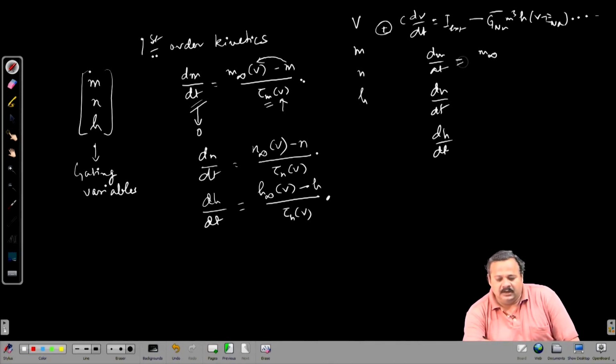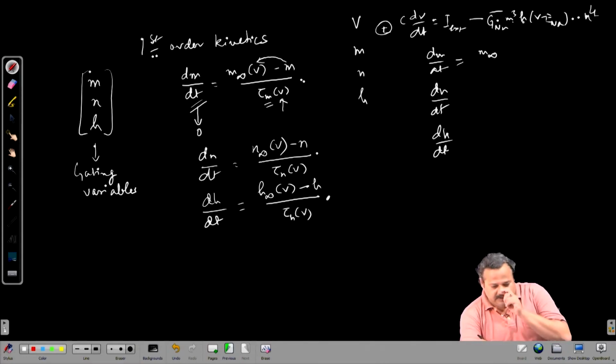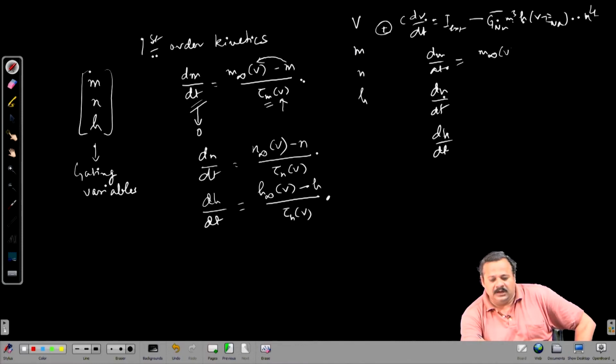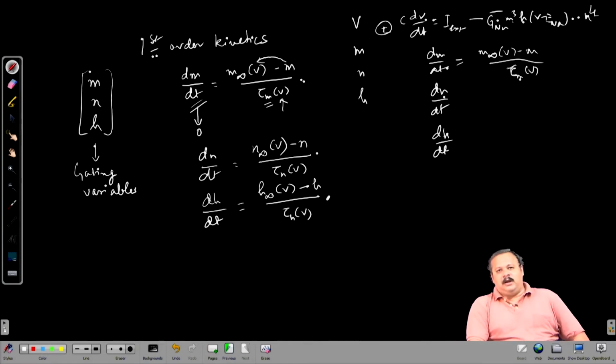m is connected to the first equation through this m cube, n is connected to the first equation with n to the power 4 here, h is connected to the first equation through this h, and each of these m, n and h are connected with voltage, because our m infinity V and tau m V and the other gating variables are all dependent on voltage, with similar equations. So, this set of differential equations cannot be solved analytically.